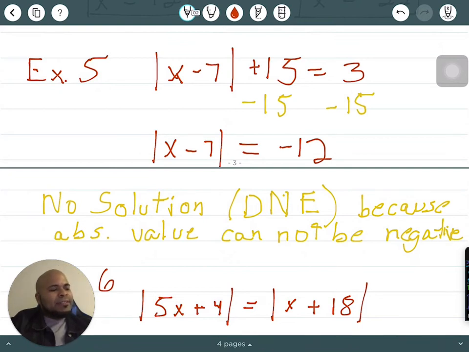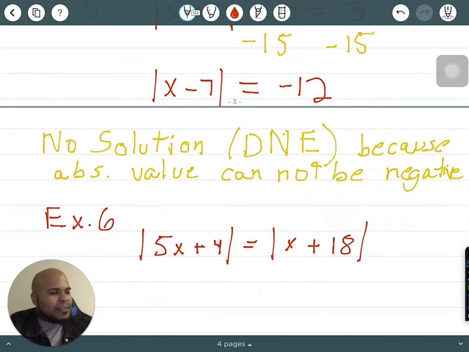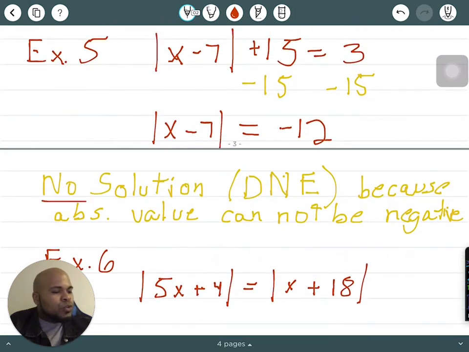But I did this on purpose because what happens is I cannot drop the bars here. I have an expression that is telling me that whatever is inside of that absolute value equals a negative number. And that is not true. There's no way you could get a negative in an absolute value because by definition, an absolute value is positive. Therefore, my statement right over here is no solution.